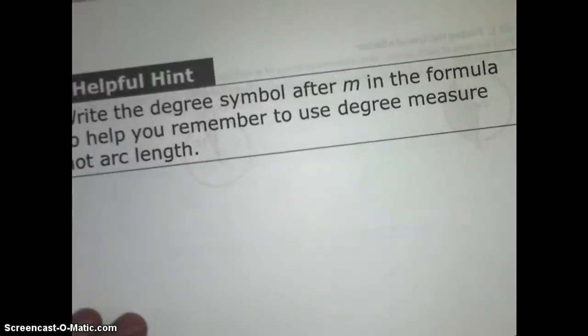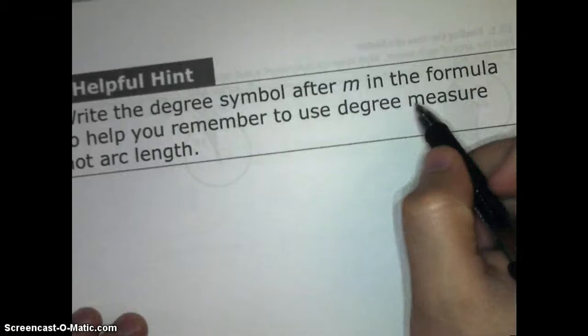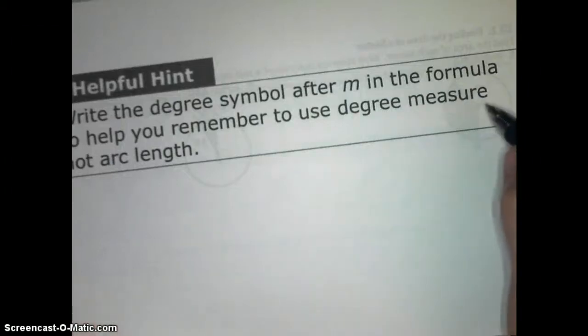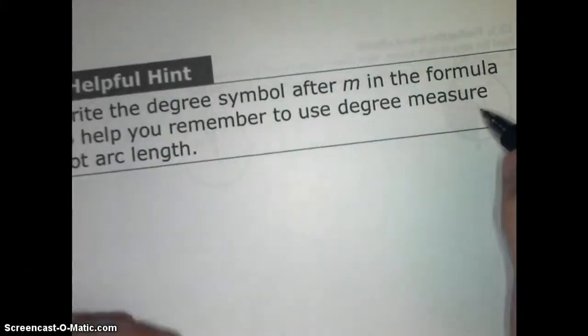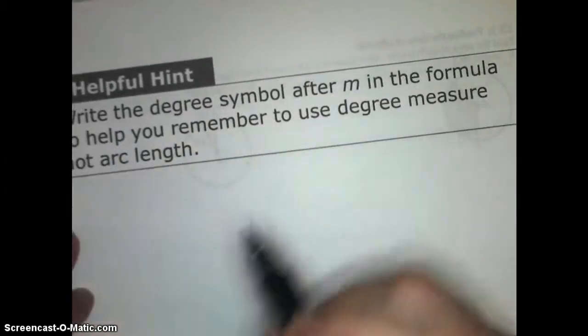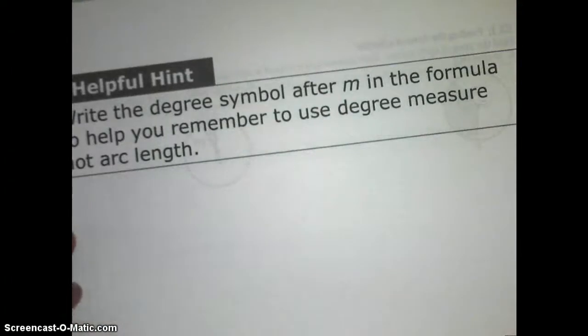Here's a helpful hint: write the degree symbol after m in the formula to help you remember to use degree measures, not the arc length. We'll talk about arc length later on in this lesson, but the degree measure is what we're using for area.